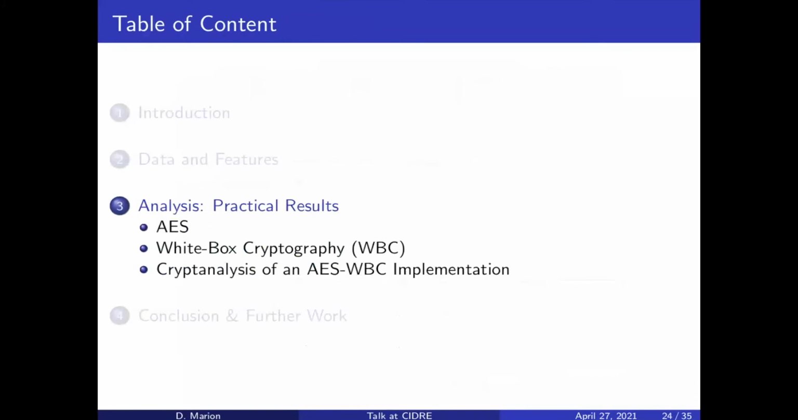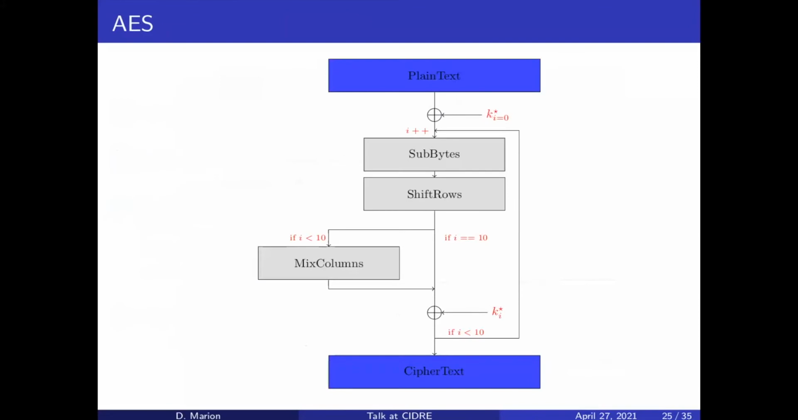And now let's go to a practical result and application of this work. Let's first quickly introduce AES. The AES takes as input a plaintext, and here we will analyze AES-128. First, we do an XOR with the key. Then we have SubBytes, the nonlinear function, and then two linear functions, ShiftRows and MixColumns, and this is repeated 10 times to get a ciphertext of 128 bits.